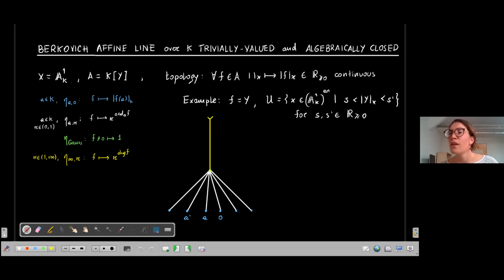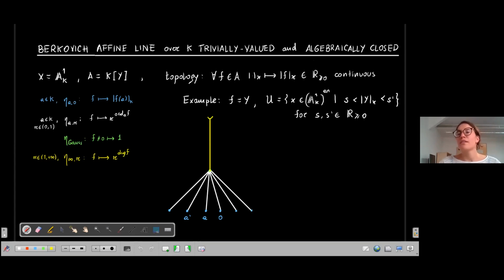A1? Yes. So this is something I mentioned, but I didn't write. Yes, the points that I defined for you are all the points of the Berkovich affine line in the trivially valued case and algebraically closed. And if you're interested in trying to prove this statement, then you should join the problem session and you will see a guided exercise to prove such a statement.